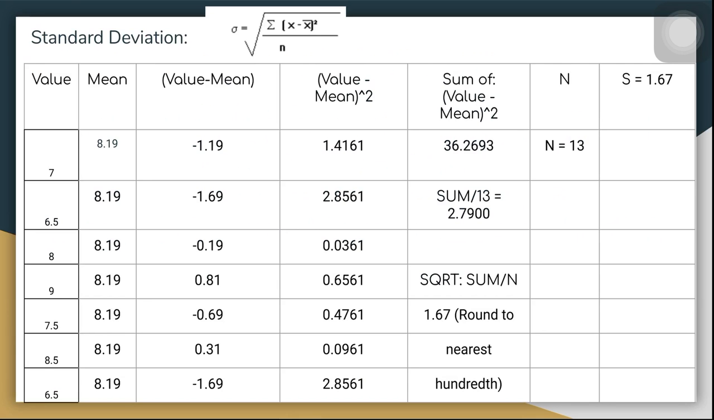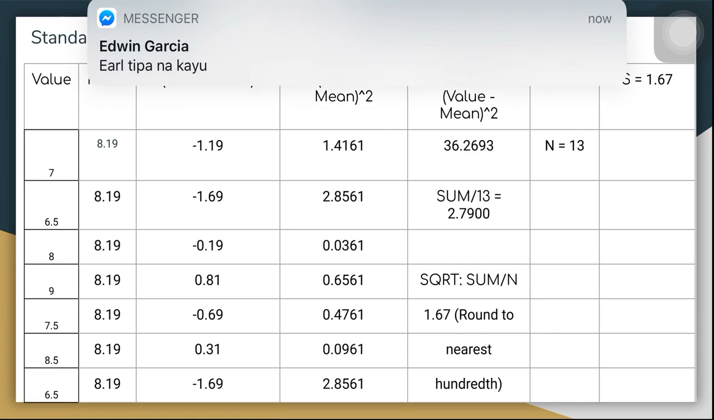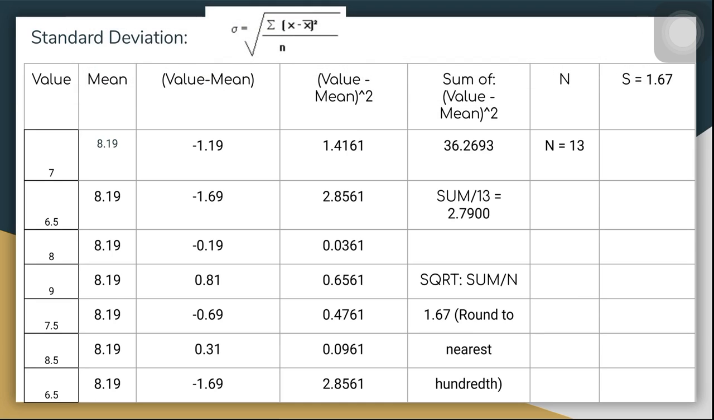So here is how to find the standard deviation. On the top left corner is the equation of how to get the standard deviation. Over here, in the table, you can see on top the value, mean, value minus mean to the power of 2, and the sum of value minus mean squared. After that, you need to find how many data points there are, which is 13, and take the square root of the sum divided by 13. So the answer I got is 1.67, and that is rounded to the nearest hundredth.